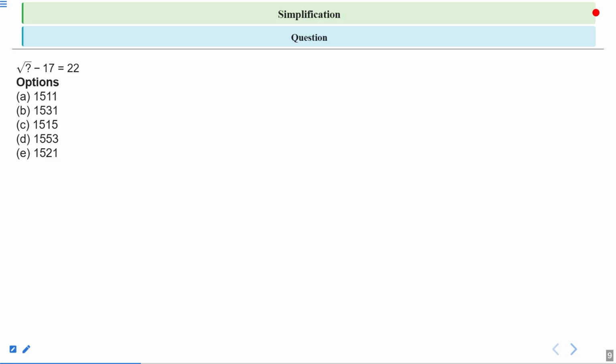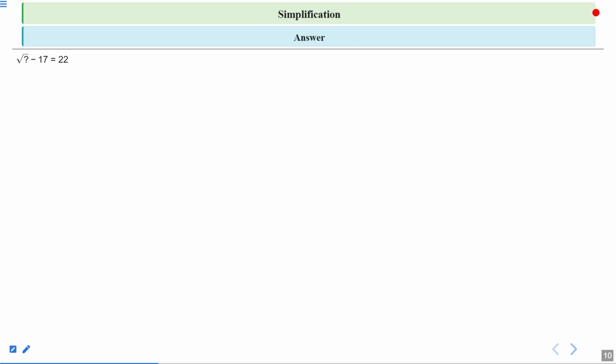Square root of the question mark minus 17 is equal to 22. So what will be the value of the question mark? So there are 5 options. A is 1511, B is 1531, C is 1515, D is 1553 and E is 1521. Now you have 10 seconds to solve this question. Your time starts now. Now time's up. Let's see the solution.